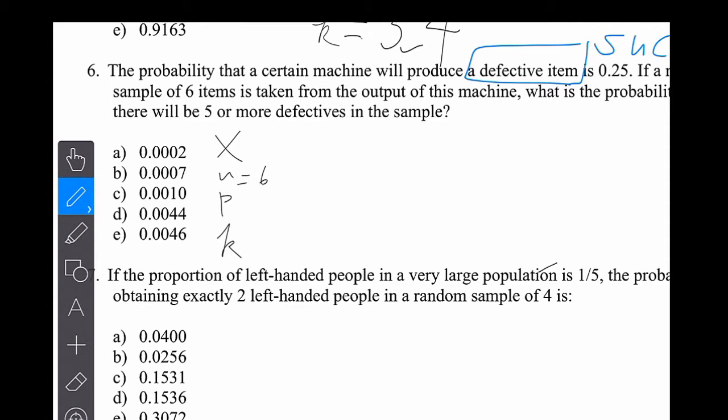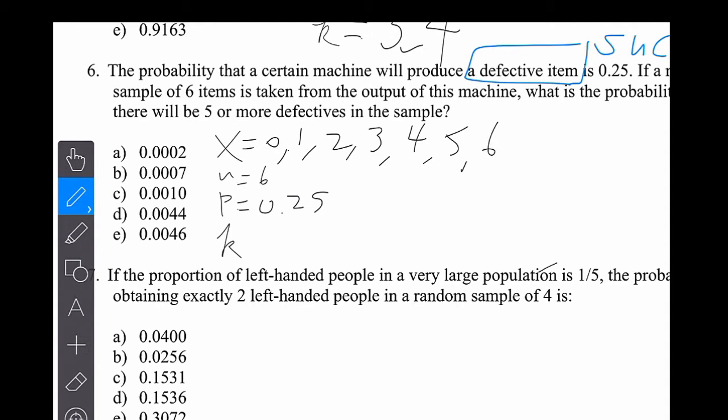The probability of seeing a defect is 25%. And I want the probability there will be 5 or more. So X could be 1 defective item, 2 defective items. Sorry, 0. I have to always start with 0. Don't forget 0. 0 is very important. Okay, no defective items, 1 defective item, 2, 3, 4, 5, or all 6.